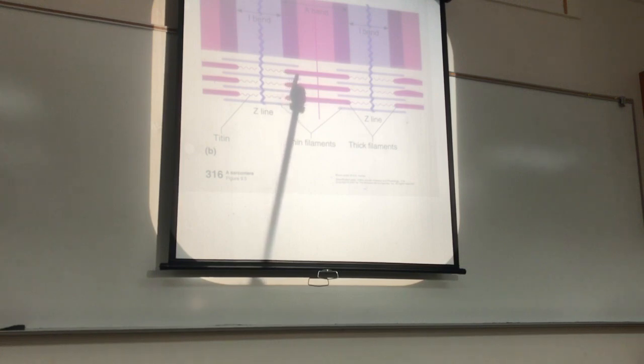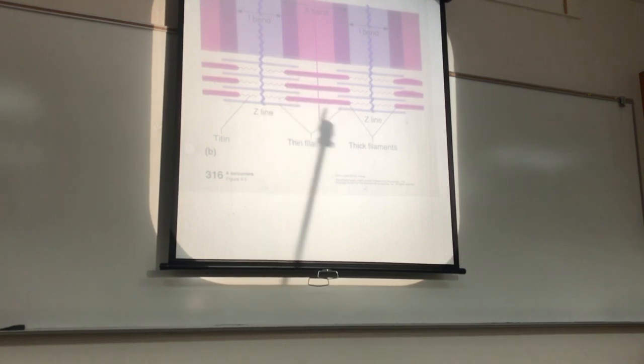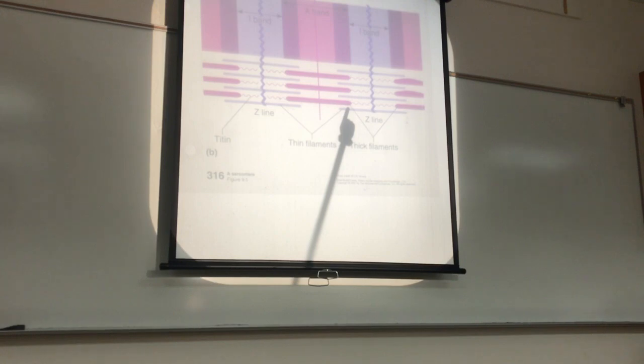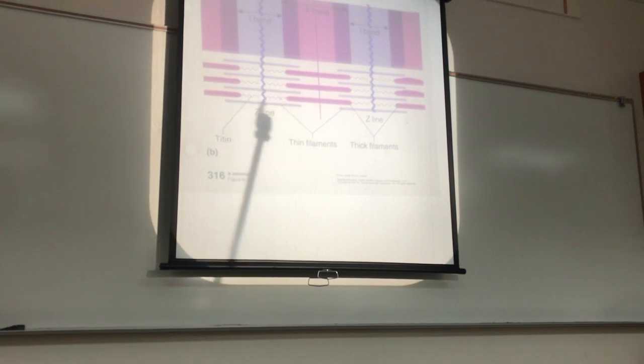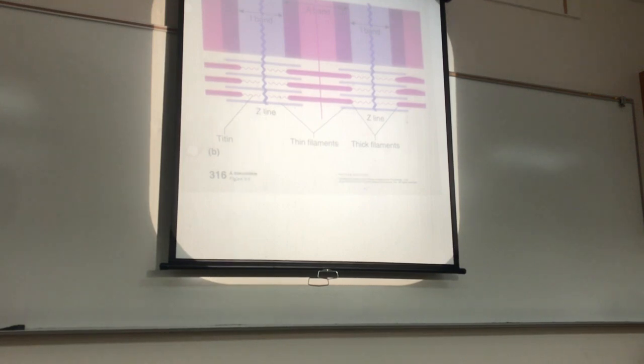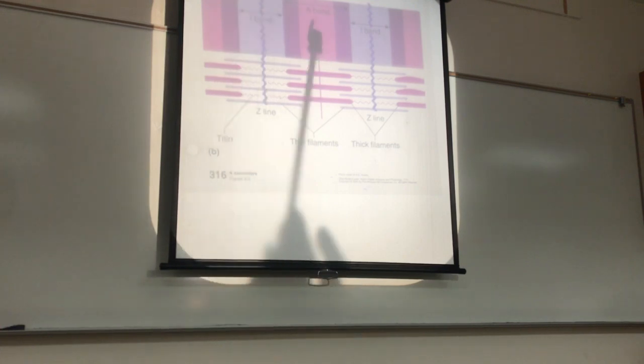Looking at this through a light microscope, what we would see is a dark band running down the center of the sarcomere. That is where the thick filaments are stacked on top of each other, alternating with the light bands, which are where we find stacks of thin filaments. The I band is the light band, the A band is the dark band.